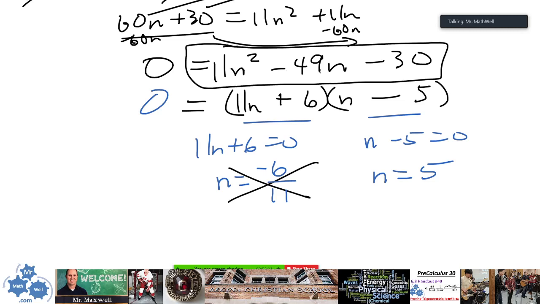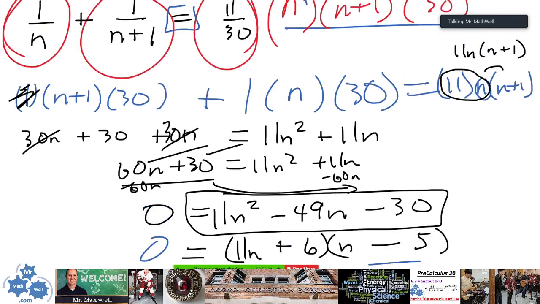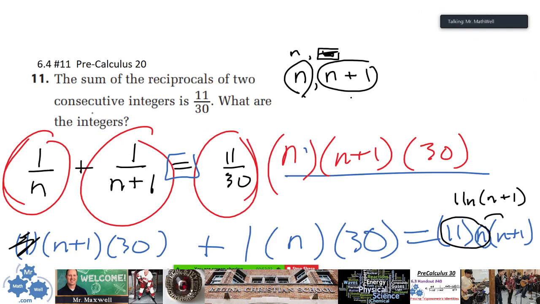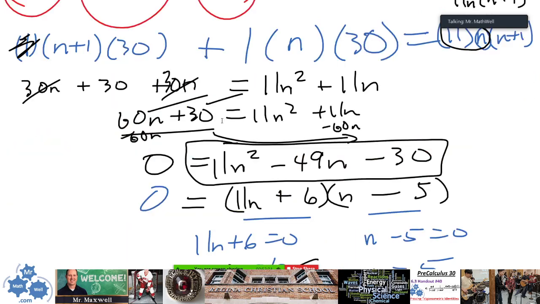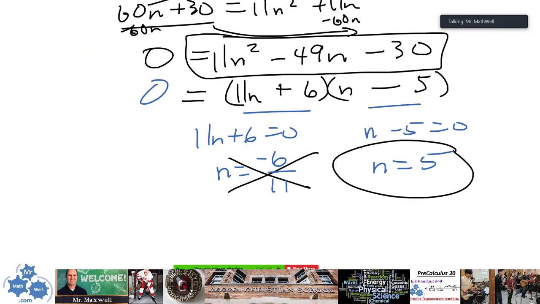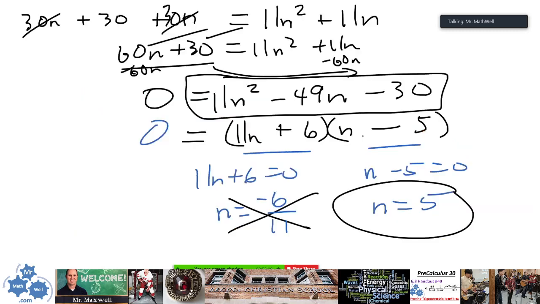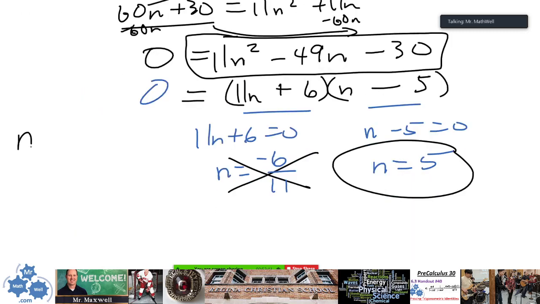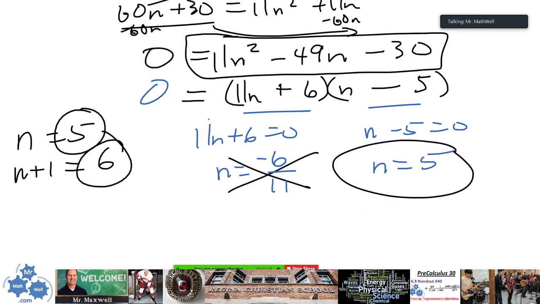Algebraically, we get that as a possible solution to this right here. That's fine. Algebra can give us all the possible solutions it wants, but because we are using algebra, we have to decide which of these solutions might be appropriate for the question. And the question asks for integers. So it looks like n equals 5 is going to be one of my integers. So let's see. If n was 5, then n plus 1 is 6. So I'm looking at 5 and 6 as possible integers.